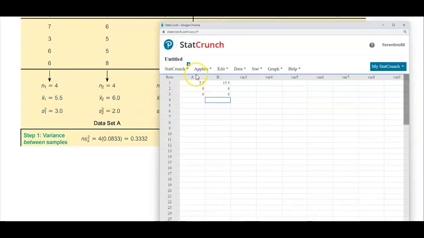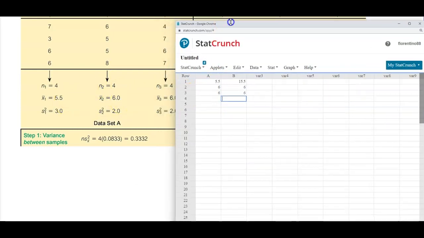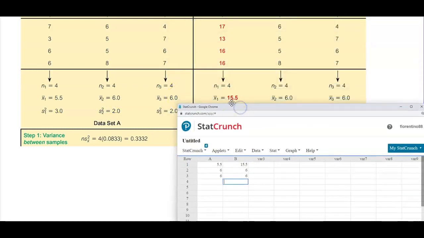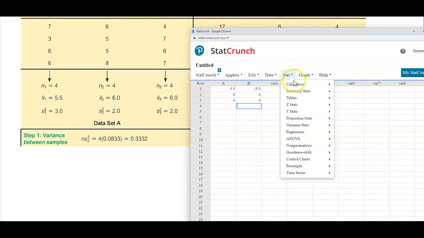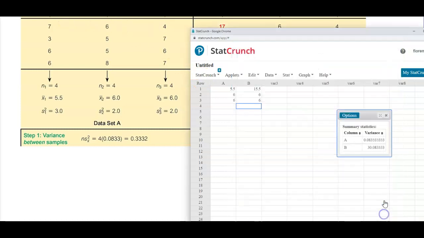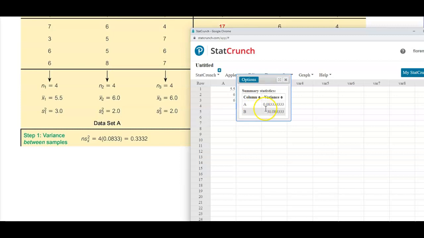So if I put in dataset A, there's mean 5.5, mean 6.0, and then there's mean 6.0. Okay, likewise, over here I'm going to do the same thing. I have 15.5 for dataset B, 6.0, and then 6.0. So if we take stat, go to summary stat, select columns, okay, let's select those two, and then let's take a look at the variance of those means. So the variance of those means is going to be the following. So if we take the variance of column A, you can see we get 0.833.